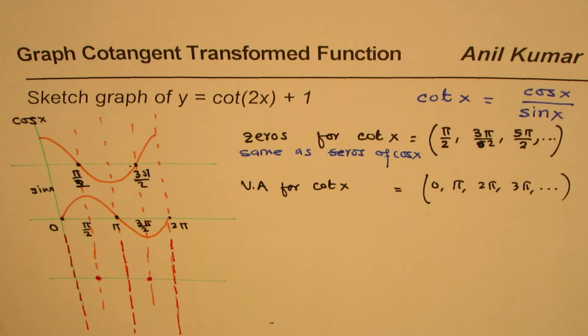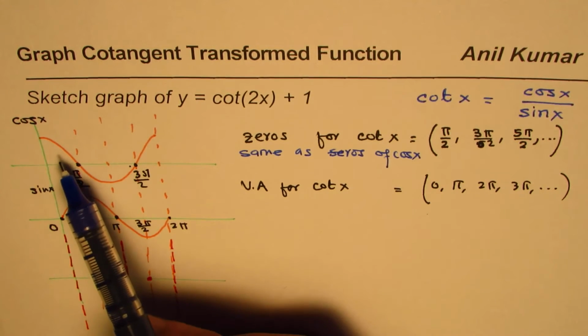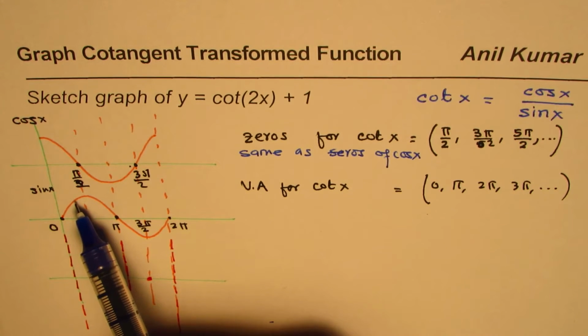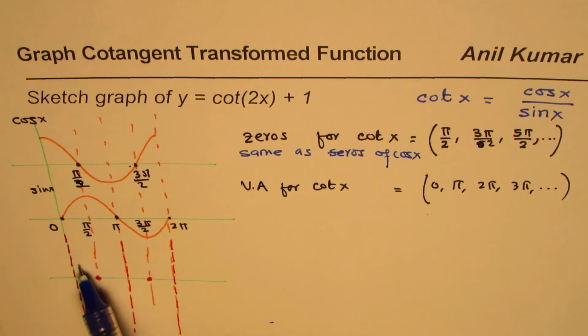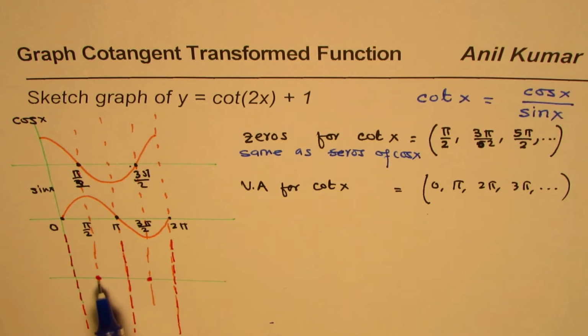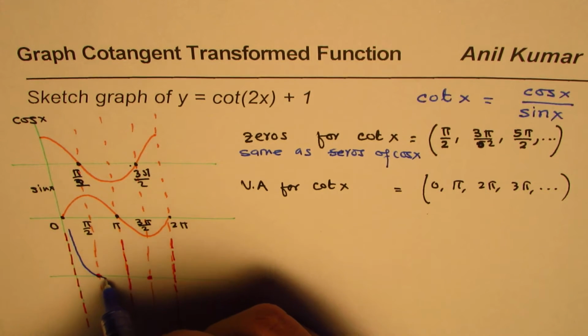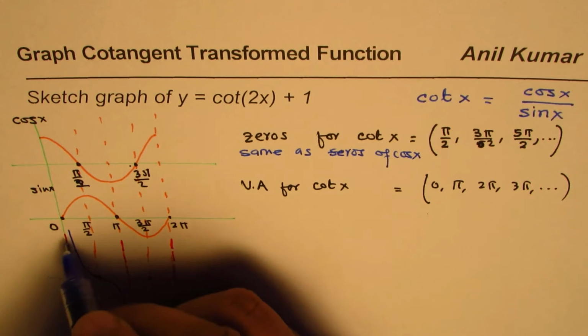Now, which part will be positive and which will be negative, we can really decide from the ratio. If cos is positive and sine is positive, then cotangent is positive, right? Positive divided by positive. So in this half, it is positive. Then in the quarter between pi by 2 and pi, one is positive, the other one is negative, so it's going to be negative, correct? So the graph of cotangent x will be kind of like this. Do you see that?